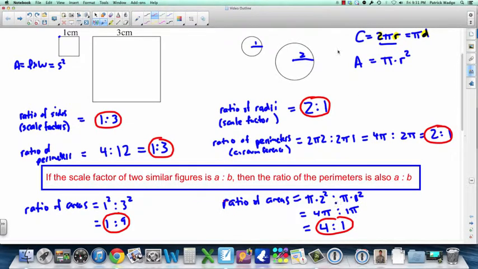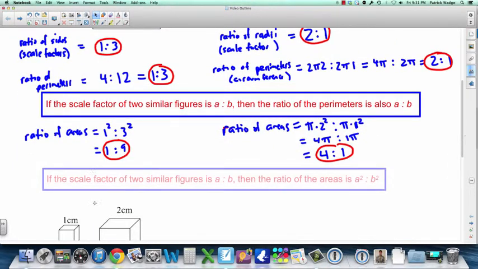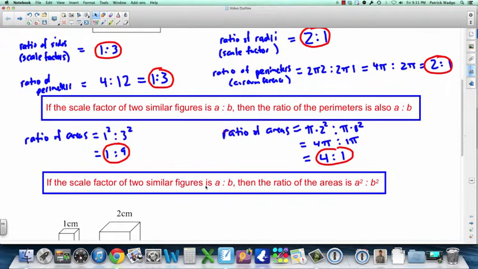So what are you doing to these scale factors to get the ratio of areas? You are squaring the numbers. So if the scale factor of two similar figures is a to b, just like we said up here, then the ratio of the areas is not a to b, it's a squared to b squared. You have to square the scale factor to get the ratio of the areas.